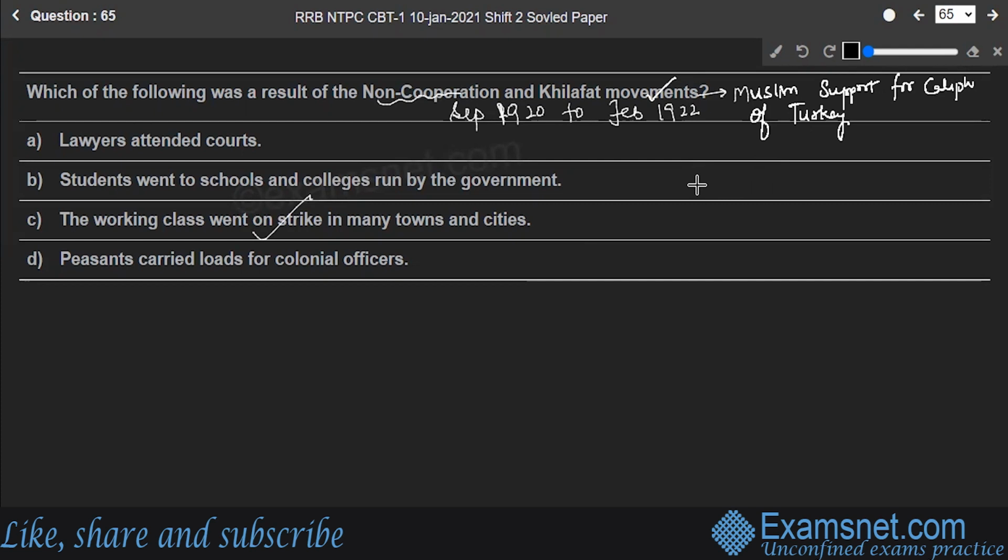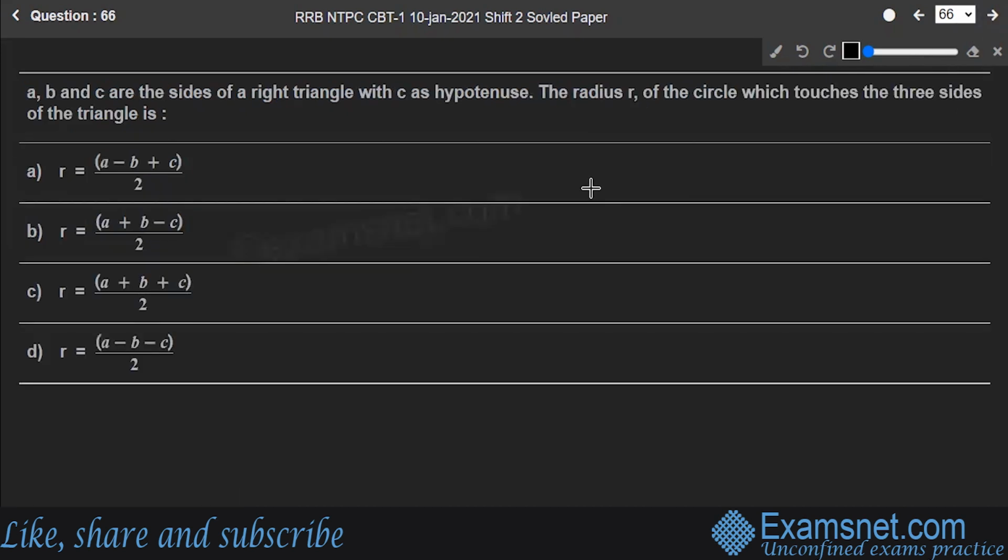By the mid-1920s, the Khilafat leaders joined hands with Gandhiji's non-cooperation movement. In both the movements, the working class went on strike in many towns and cities. Hence, option C is the correct answer to the question. Next is question number 66.